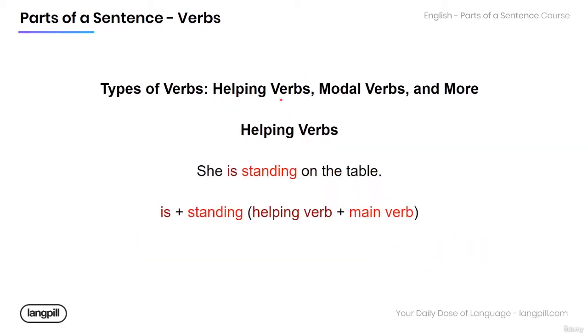We have other types of verbs, helping verbs, modal verbs, and many more types of verbs. For example, helping verbs. Okay? You can see here, she is standing on the table. Here is our helping verb, right? We have two verbs here. Is a helping verb that is helping this verb standing, which is our main verb. So we can join more than one verb together like this.